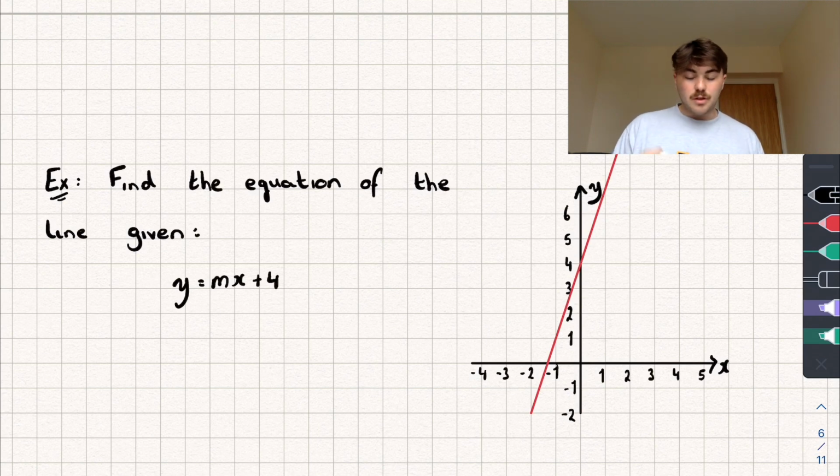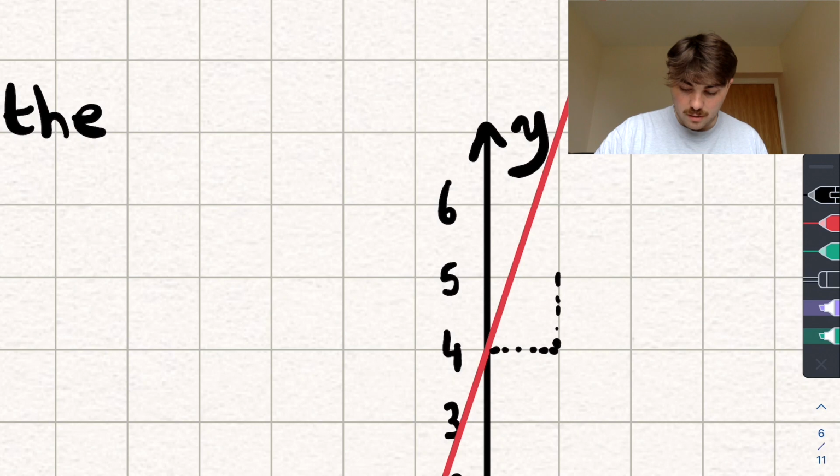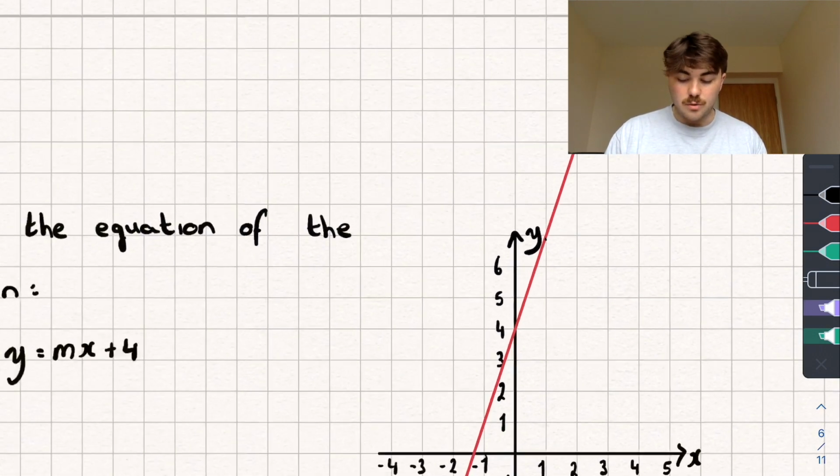So from here we need to find the gradient of our line, and there are a few ways you can do this. You could do it how I said before. We could say, okay, so if we go across 1 unit, how far up or down do we go? So we go across 1, we then go up 3 units. So the gradient's going to be 3. However, it's rare in a question that you'll get something this nice.